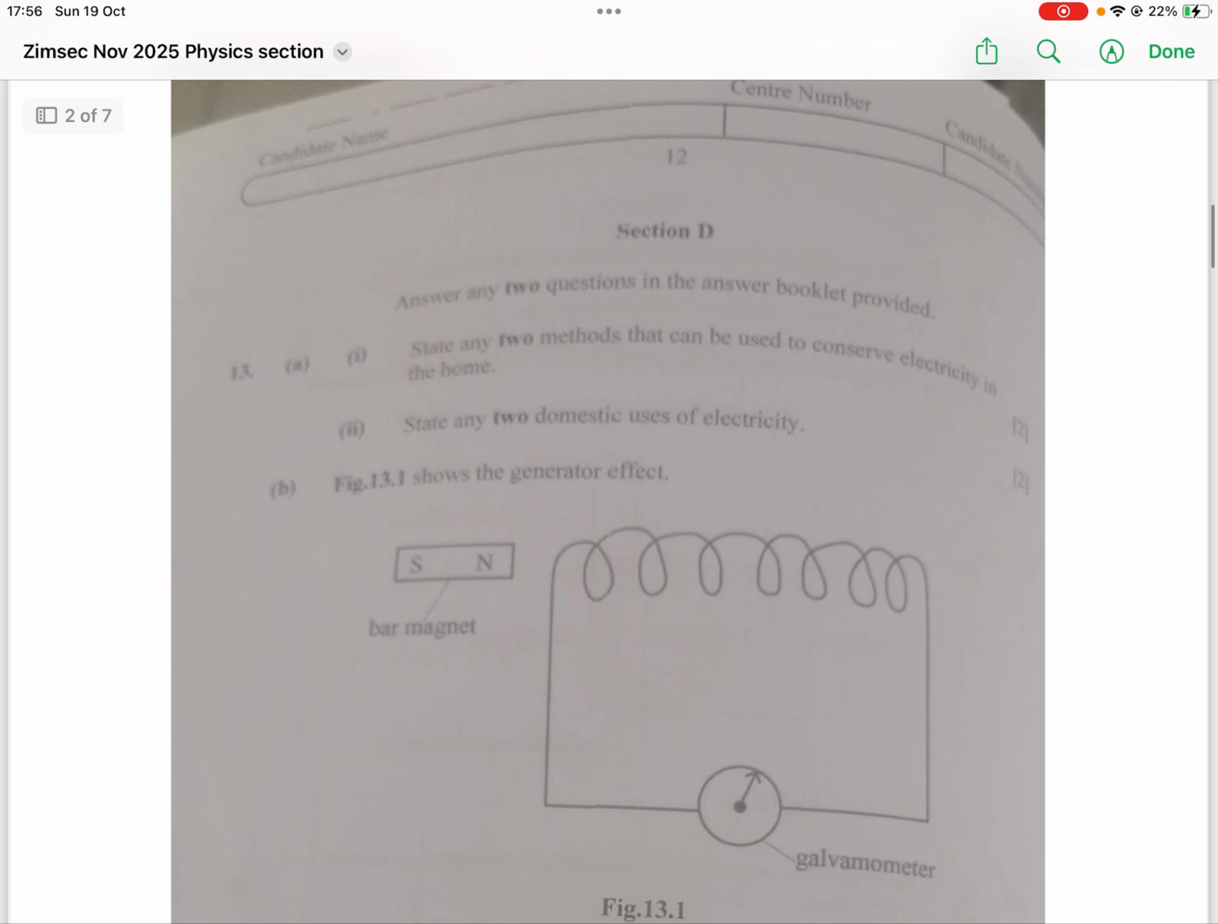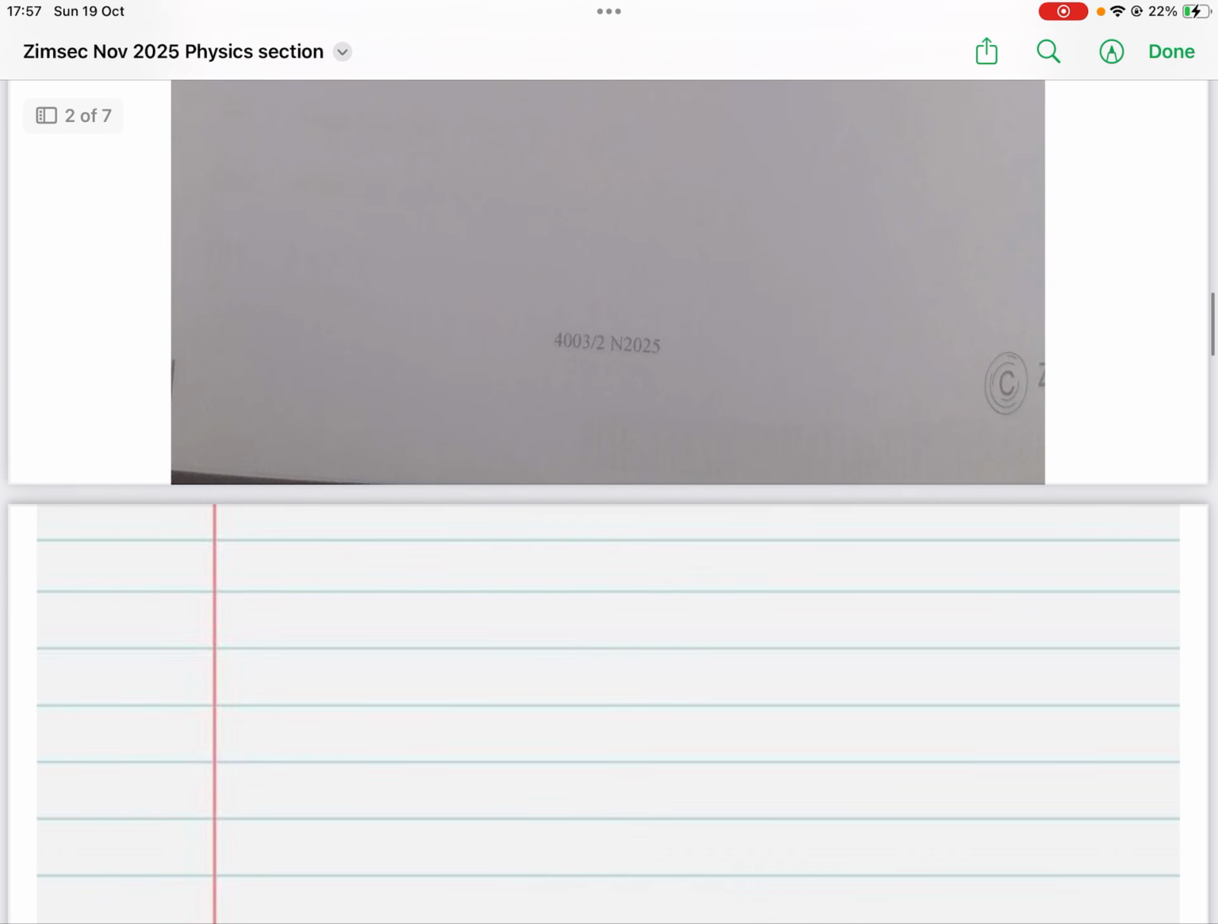So let us now dive straight to number 13. In the exam, candidates are required to answer two questions in the answer booklet provided, but we are going to cover all the questions from number 13 up to number 15 since we are doing our revision. Number 13A part 1 reads: state two methods that can be used to conserve electricity in the home. The question has 2 marks, so we need to write on our answer sheet.